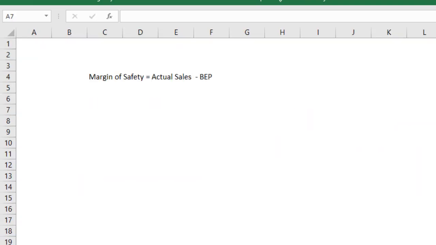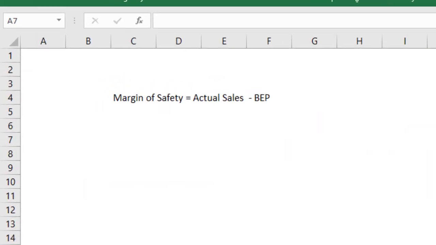Another useful tool for doing analysis is called the margin of safety. And the margin of safety is a fairly simple formula. It's just taking the actual sales, in other words, what you really sell to the customers, and subtracting from it the break-even point. And that gives you your safety net. It's your margin of safety, meaning how much bigger your actual sales are than your break-even point needs to be in order to cover your costs.